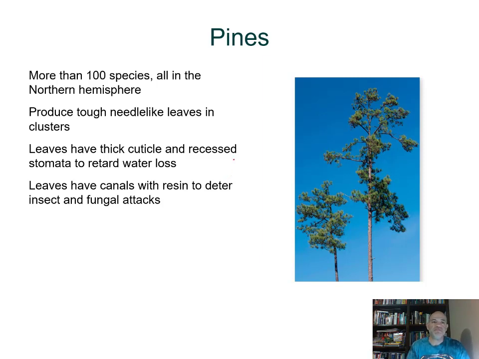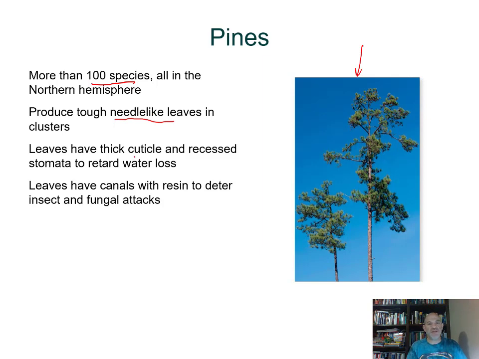And then, looking at pines as a specific kind of conifer, there's 100 species. So there's more conifers than just the pines, but this one is called a loblolly pine. These are all found in the northern hemisphere. They produce these needle-like leaves, these thin little leaves. So you think about the holiday trees or Christmas trees you bring in to the home, or have that kind of structure for their leaves.